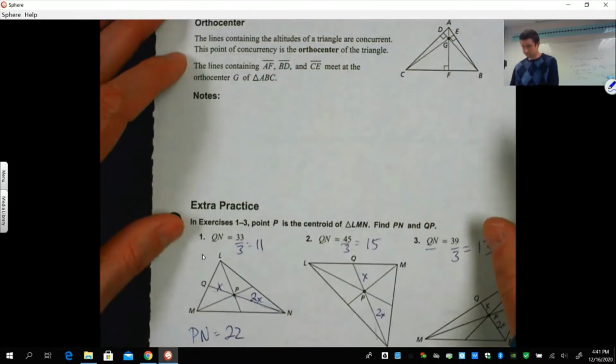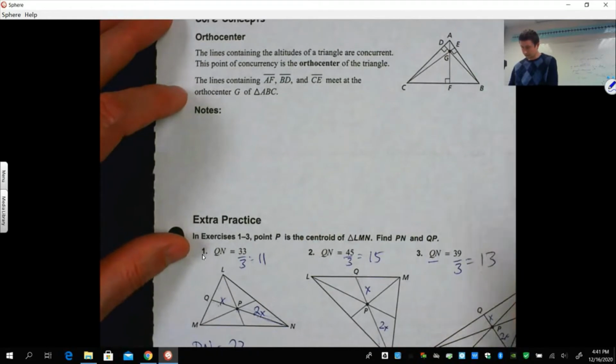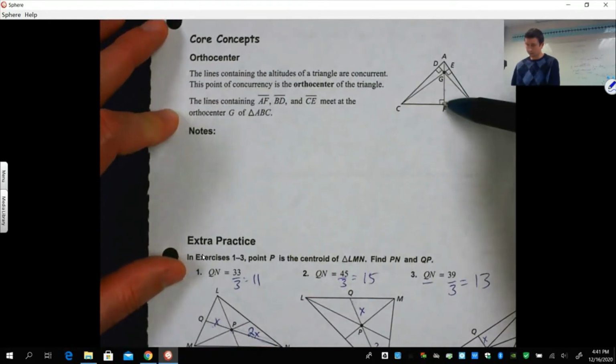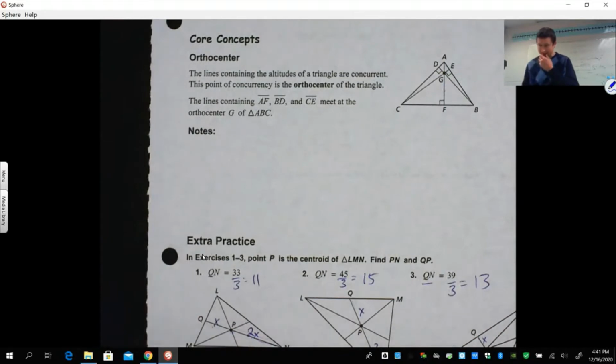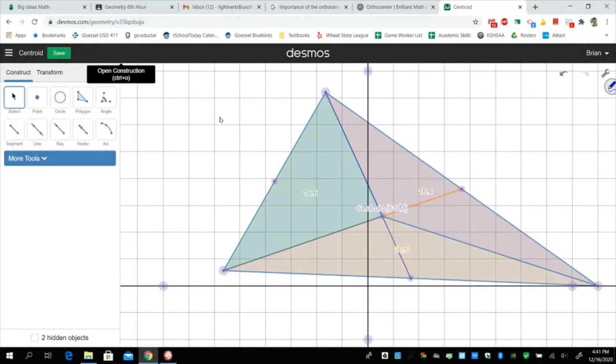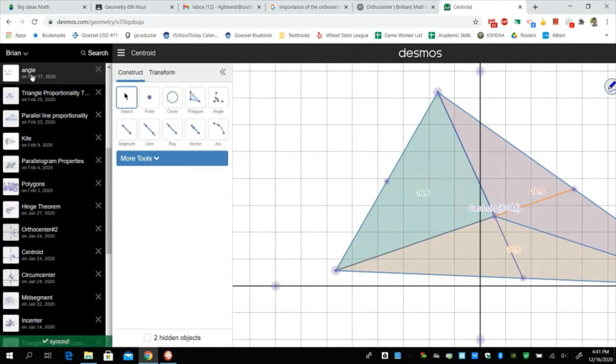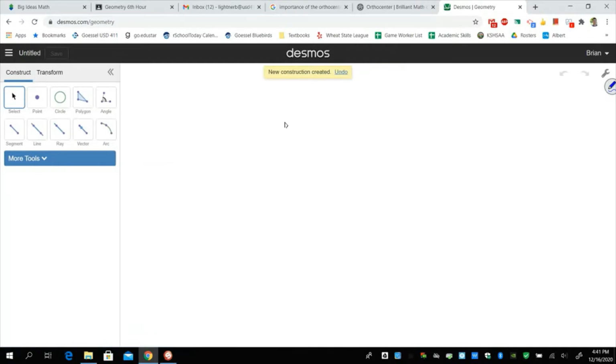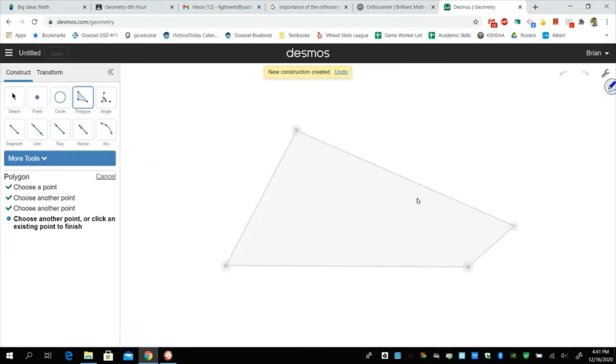Orthocenter is the point of concurrency for the altitudes. The altitudes form a 90-degree angle. What happens with the orthocenter? I'm going back to Desmos here. Let's make a new one to show you how to make one real quick.